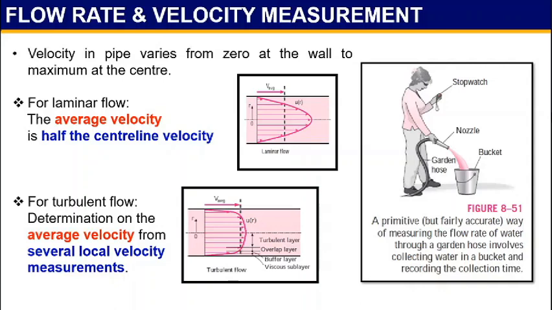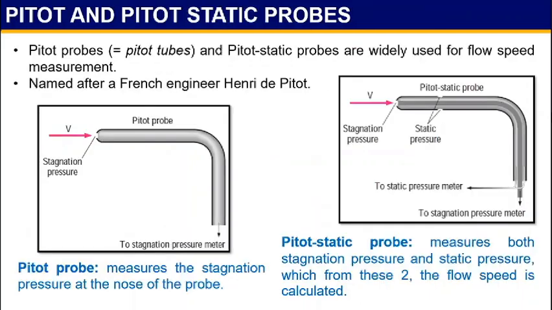And this one representative of velocity is actually equal to the average velocity. Of course, for unsteady flow and also incompressible flow, it is very important for you to get as many local velocity values as possible in order to determine one average velocity. Alright, so now, let's look at pitot and pitot static probes.